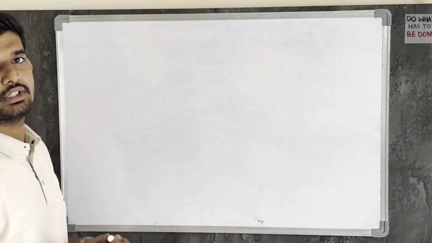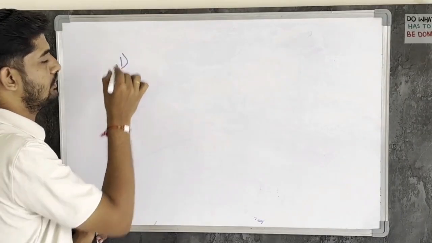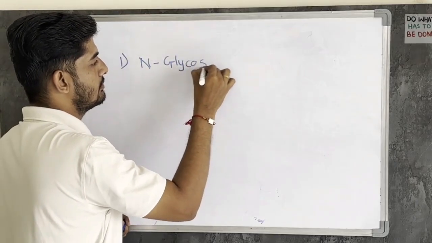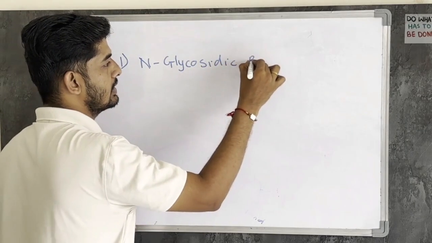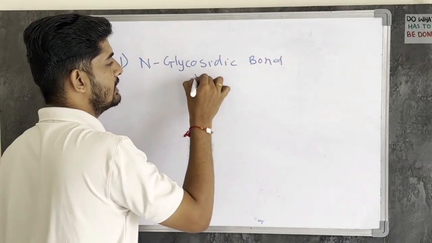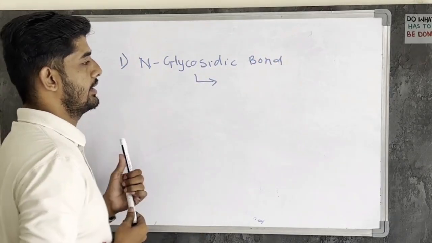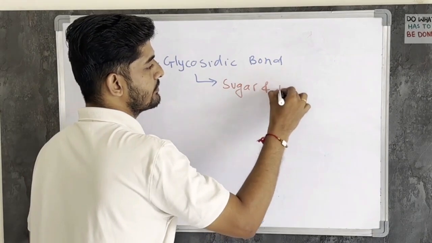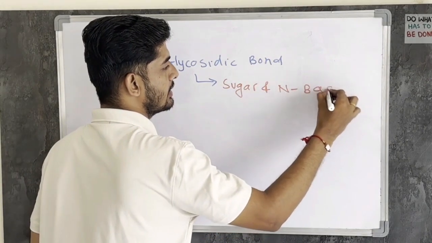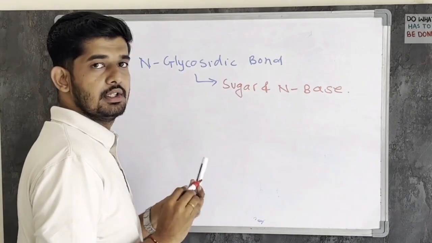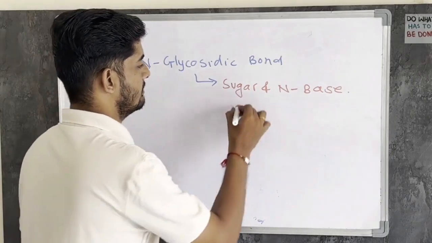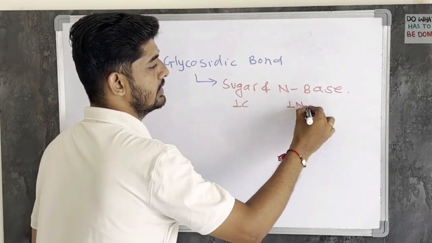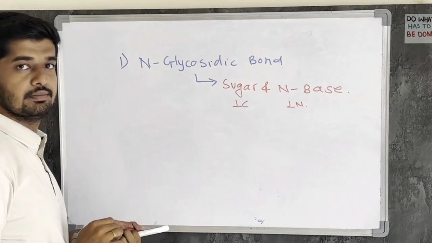Now let's have a quick revision on the types of bonds that are formed. The first bond is the N-glycosidic bond. This bond is formed between the sugar and the nitrogen base. The carbon is the first carbon, and the nitrogen is also the first nitrogen. The bond is between the first carbon and the first nitrogen.